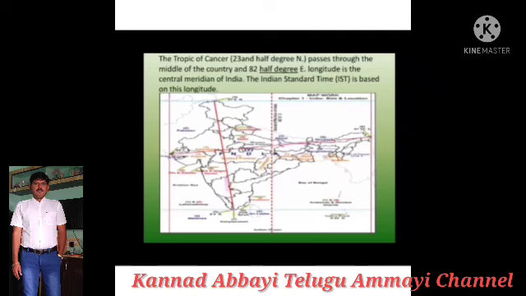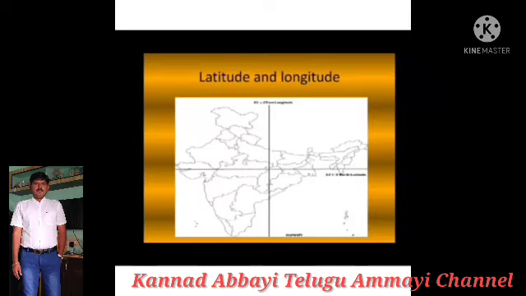Latitude also plays a very important role in deciding the climatic conditions in both parts of the country. So these are two important latitude and longitude lines which pass through India. You can see in this picture latitude and also longitude, both things.